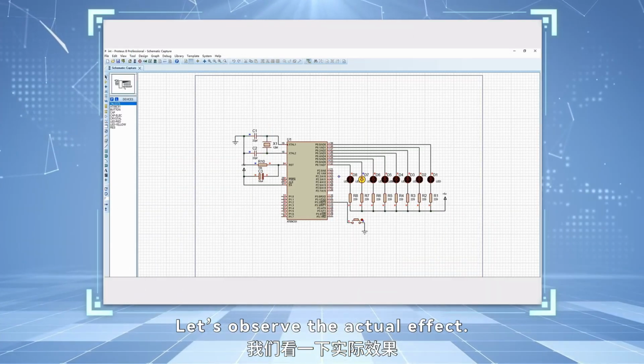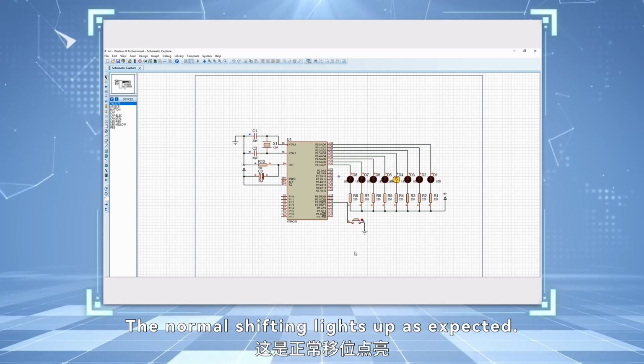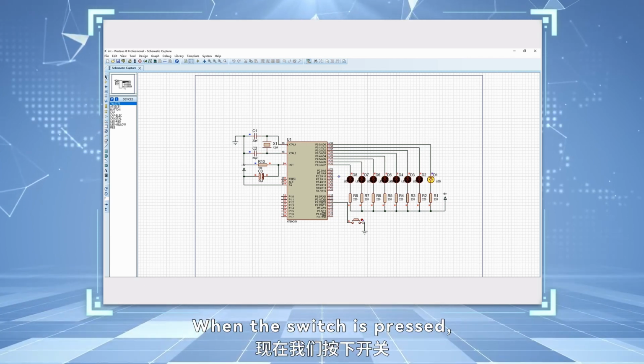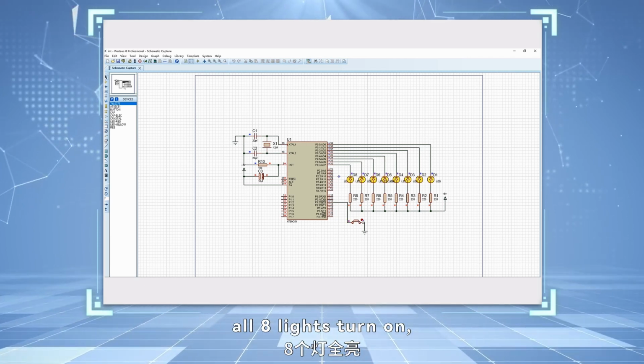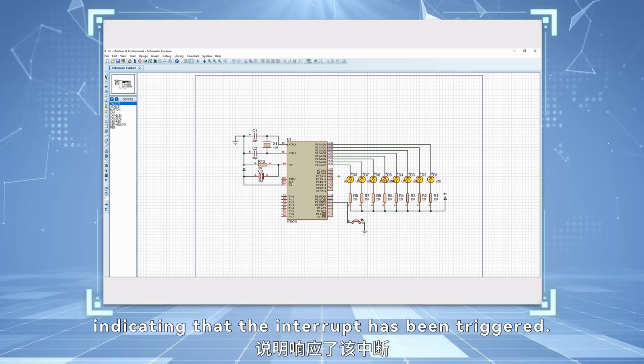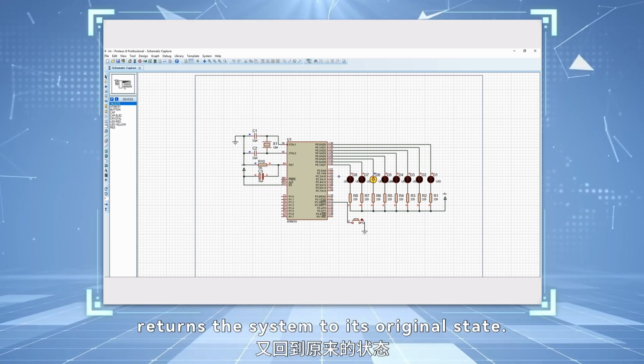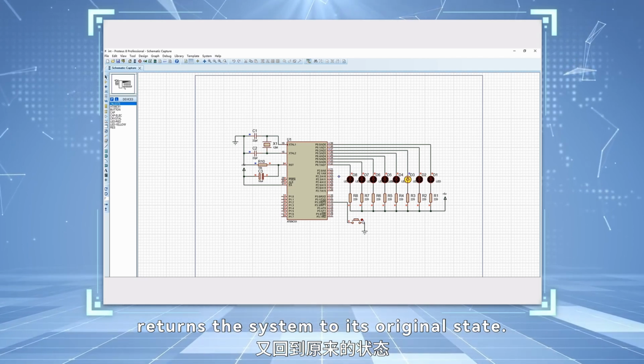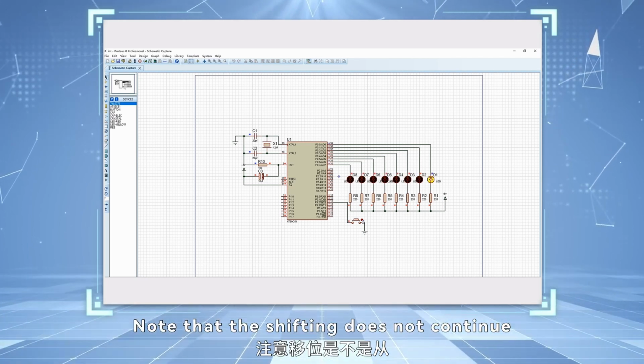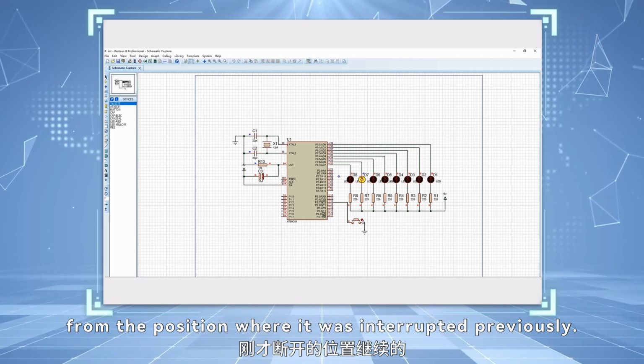Let's observe the actual effect. The normal shifting lights up as expected. When the switch is pressed, all 8 lights turn on, indicating that the interrupt has been triggered. Releasing the switch returns the system to its original state. Note that the shifting does not continue from the position where it was interrupted previously.